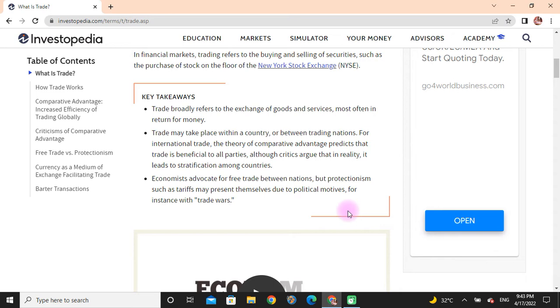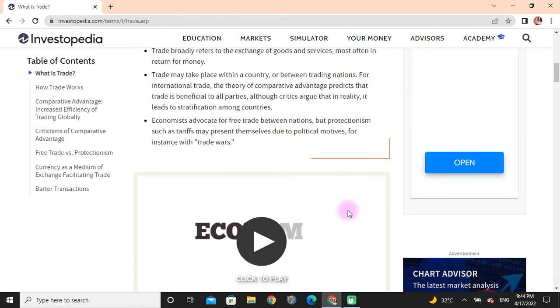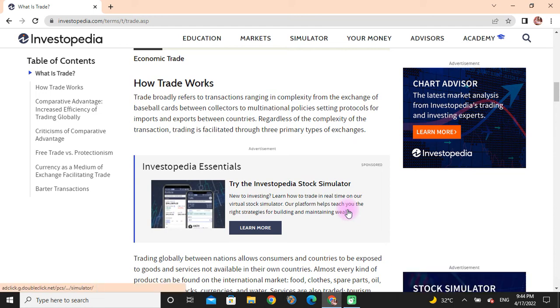For international trade, the theory of comparative advantage says that trade is beneficial to all parties, although critics argue that in reality it leads to inequality among countries. Economists advocate for free trade between nations, but protectionism such as tariffs may present itself due to political motives, for instance with trade wars. How does trade work?